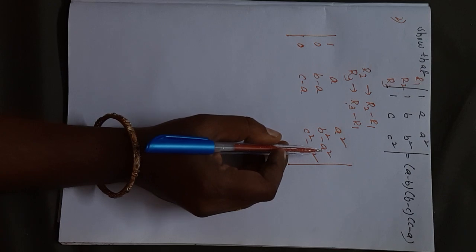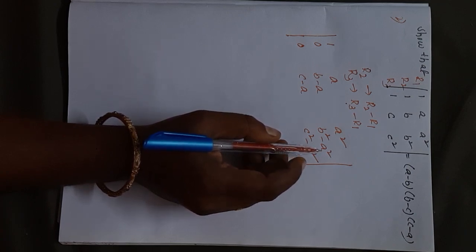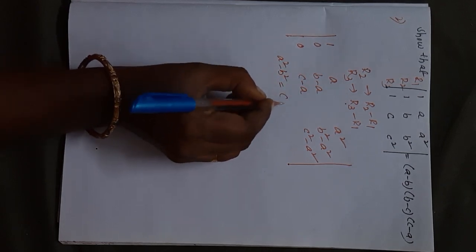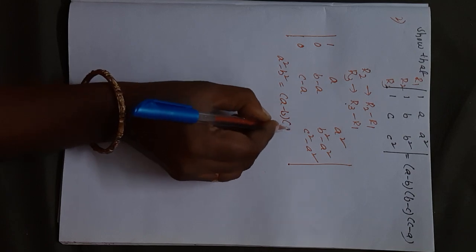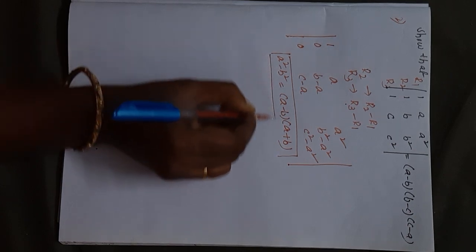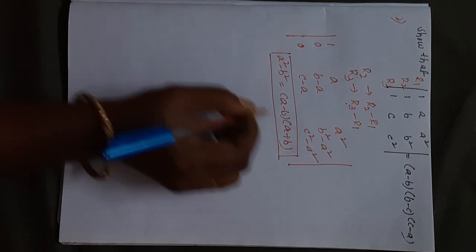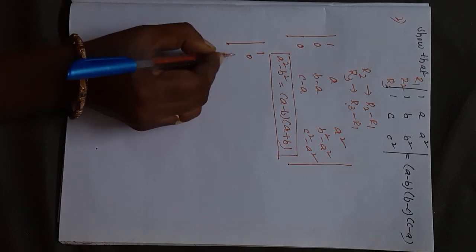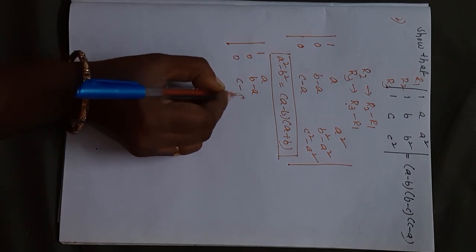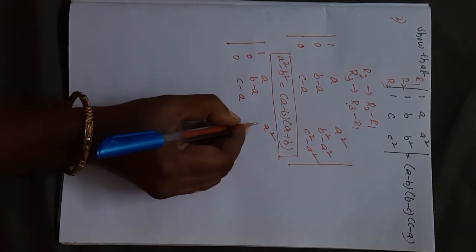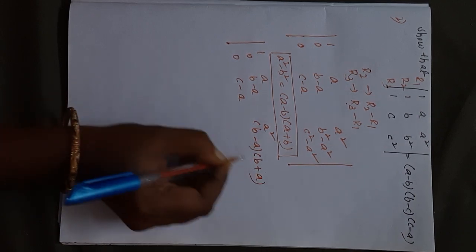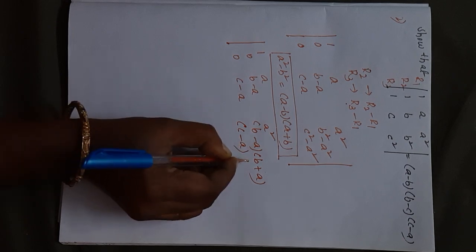b square minus a square, it is in the form of a square minus b square. So already we know the formula: a square minus b square is equal to a minus b into a plus b. So like this you have to use this formula for these two terms. Then you will be getting 1, 0, 0, a, b minus a, c minus a, square b minus a into b plus a, c minus a into c plus a.